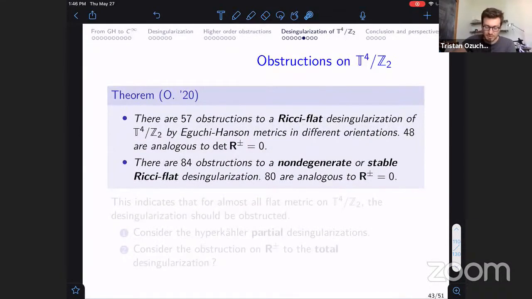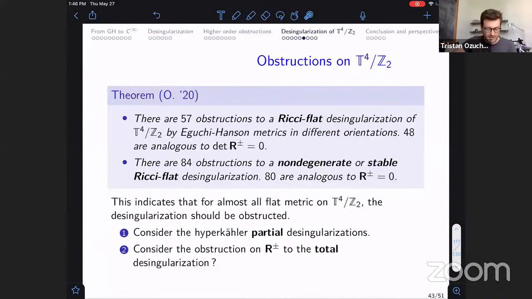And moreover, if you look at non-degenerate, or here it's better to look at stable Ricci-flat desingularizations, there are many more obstructions. There are 84 of them. So the first obstructions are really the analog of the determinant being 0, and the second ones are the analog of the second obstruction. So this indicates that this should almost always be an obstructed problem.